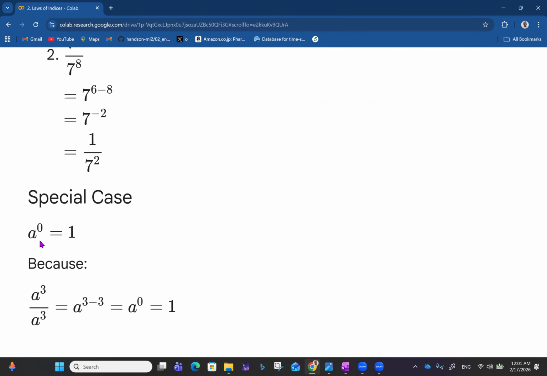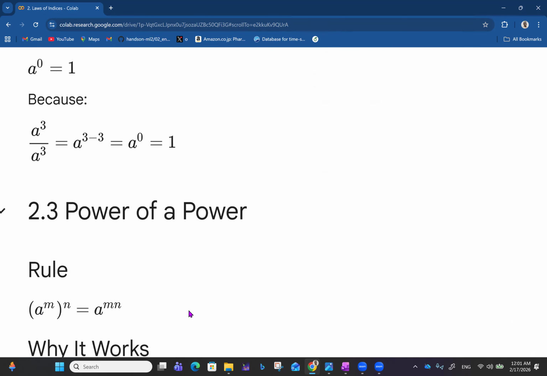Of course, if you have a raised power 0, that's 1 always. So a raised power 3 all over a raised power 3 is equal to a raised power 3 minus 3, and that is equal to a raised power 0. And anything raised power 0 is 1. We saw that in the last video.